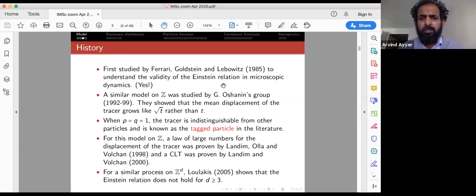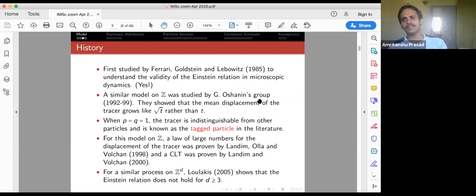Then some physicists, O'Shannon and his group in Paris, studied a very similar model on Z instead. So instead of taking L sites, they took all of the integers. And they showed something interesting: if you consider the tracer and look up till time t, it goes up to root t rather than t, because of the presence of these other particles.